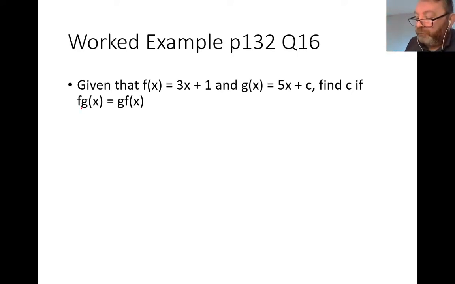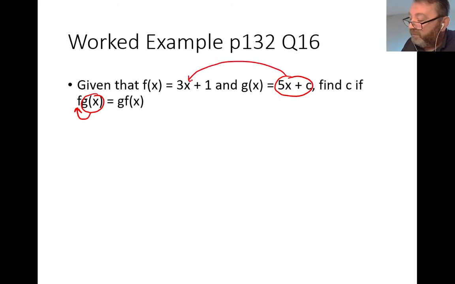So let's work out the first one. F after g of x. Starting with the bracketed one, you're going to feed g of x into f. So I'm going to feed g of x into f, exactly where x is. So what's that going to give me? 3 times 5x plus c. Do you see the way I've replaced the x completely with the contents of g of x? Okay, plus 1.